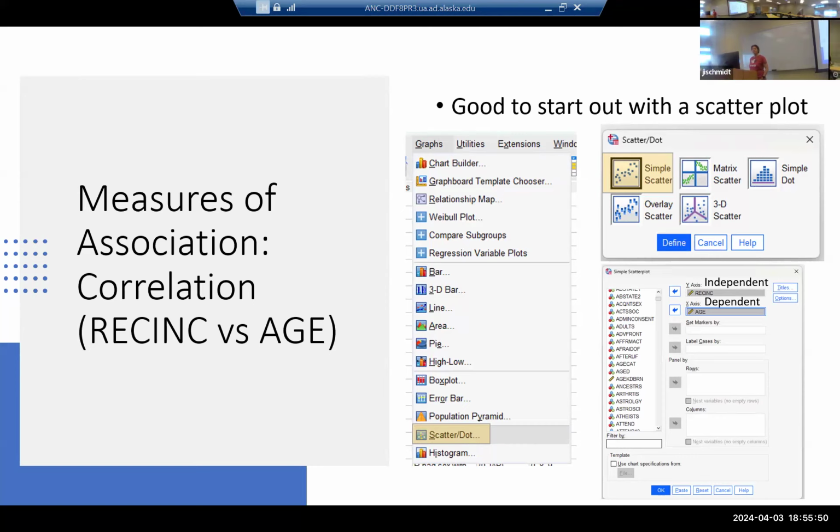The dependent goes on the y-axis. So when you have a chart, the x is usually your independent, and the y is your dependent. Which income are we going to use? The reclassified income, RECINC.